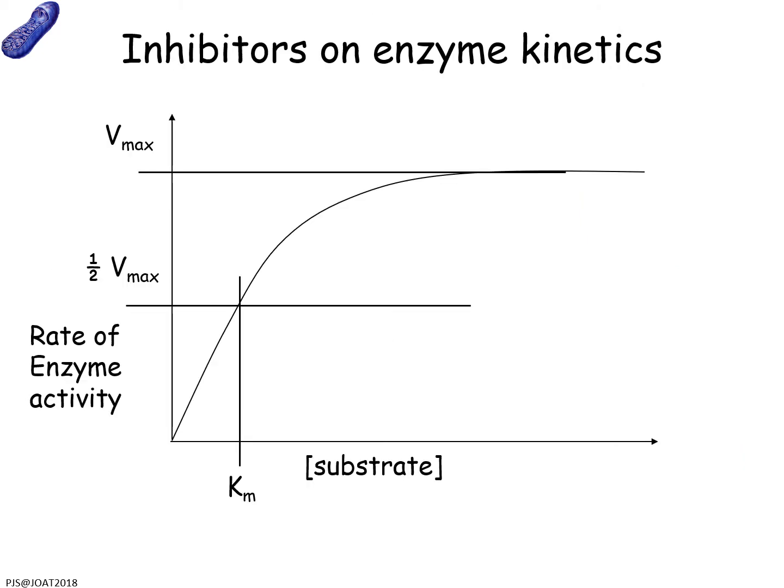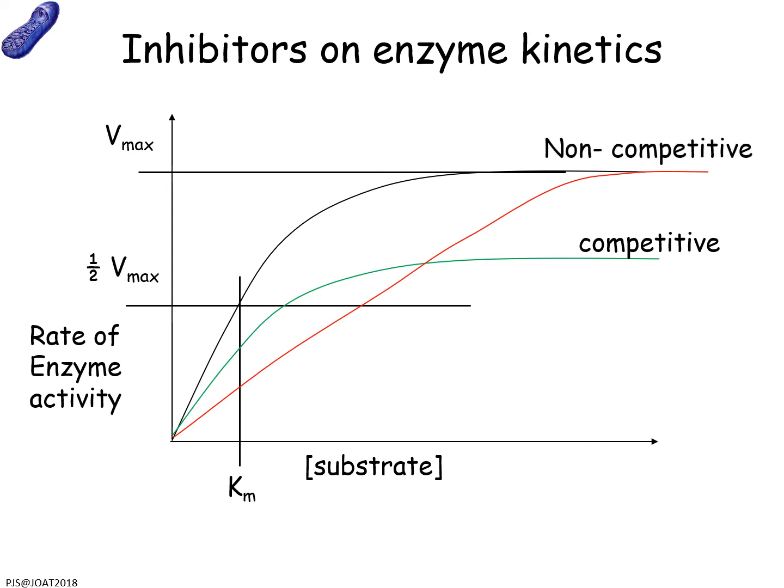So if we look back at our curve that we have for normal substrate and rate of enzyme activity, we get two different curve changes for the competitive inhibitor and the non-competitive. So the competitive inhibitor is decreasing Vmax. Okay, the non-competitive inhibitor is not decreasing Vmax, but it is changing how long it takes to get there.